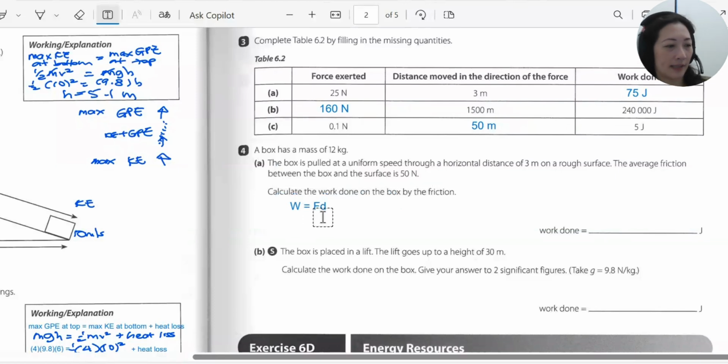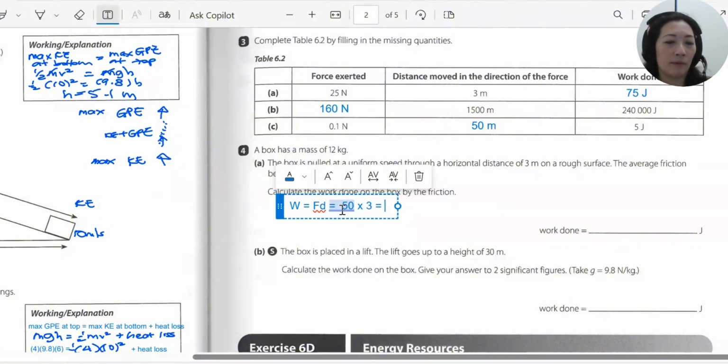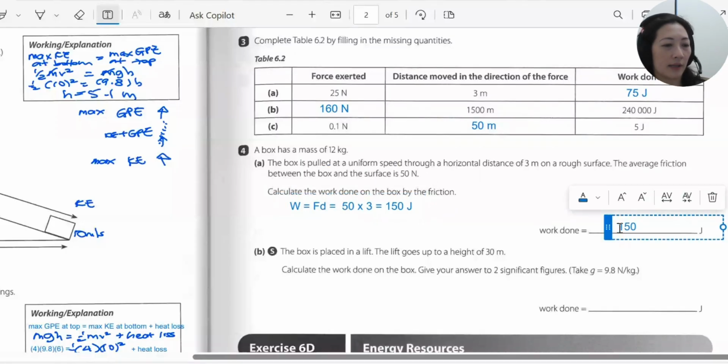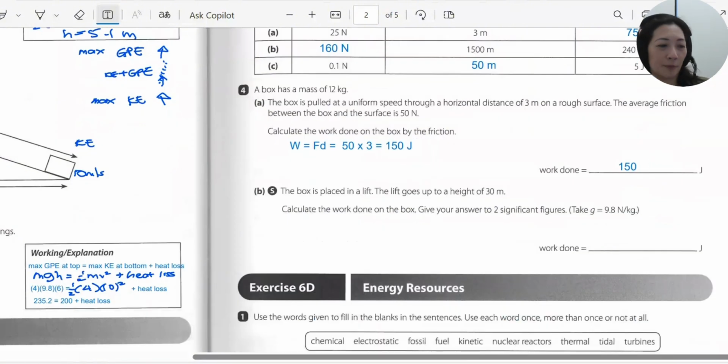To solve question 4, of course, you just use the formula of work equals force times distance. So they want you to calculate the work done on the box by friction. They've given you the friction as well as the horizontal distance. So it's very straightforward. You just take the frictional force, which is 50 Newton, times the distance traveled, which is 3 meters. This should give you 150 joules. So please put the answer in the space provided here. The unit is already given to you. You're very lucky. Just put the number in there, 150 joules.